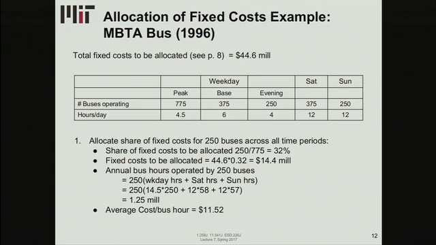Okay? And if we divide the $14.4 million by 1.25 million bus hours, we get an average cost per bus hour of $11.52. And that's the base, which is the only thing that applies in the evening and Sundays, and it is a portion of what applies on Saturday, weekday days, and peak, but only a portion.